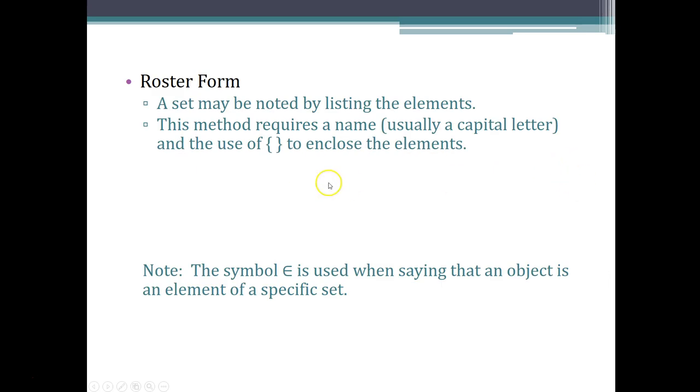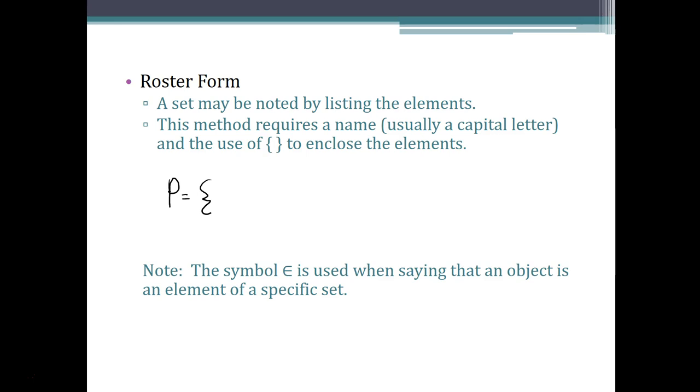Now if you want to actually list what goes in there, then you can use roster form. In roster form, you can list the elements if it's possible. This method requires giving the set a name, and usually it's a capital letter of some sort. You can use whatever capital letter you want. I'm just going to use the capital letter P. You use the capital letter, you say equals, and then you use these little braces to enclose the set, so people know everything inside of here is part of the set.